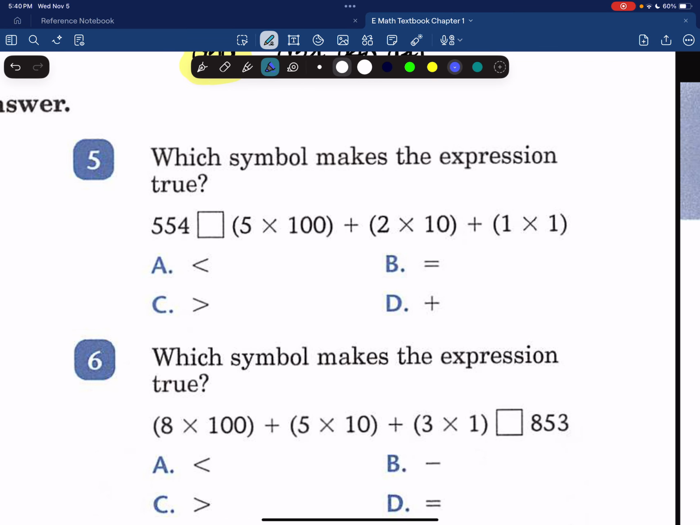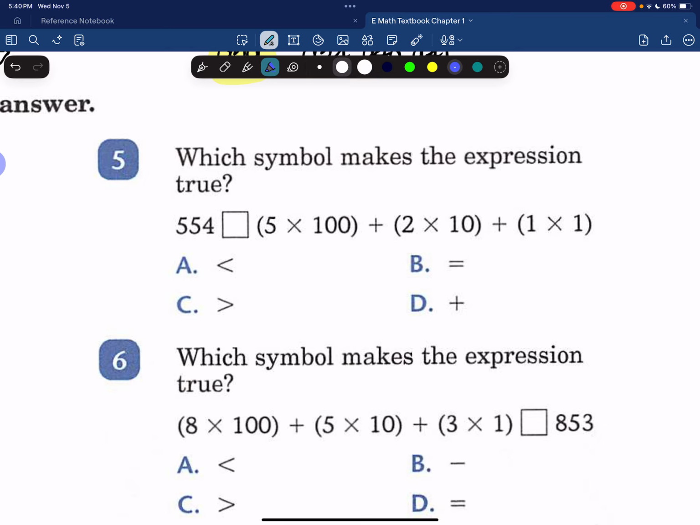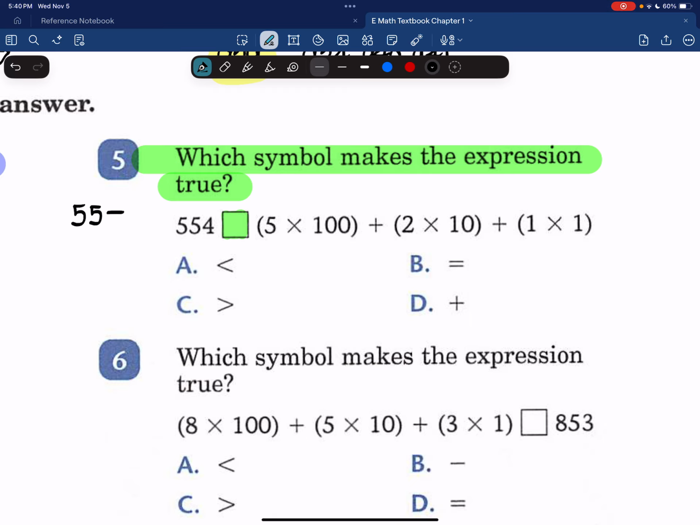Number 5. Which symbol makes the expression true? Now, these will mess with your mind a little bit, and one way to help that is to find the box. Go ahead and highlight that box or mark it on your scrap paper, however you're doing it. Make sure you know where the box is. All right, the first number they gave to me, it's 554. The second one is an expanded notation, but we can do this.